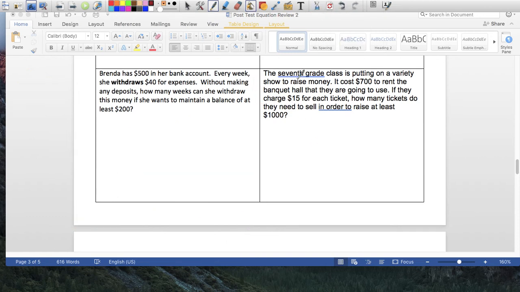Okay, 7th grade class. It's putting on a variety show to raise some money. It costs $700 to rent a banquet hall. They charge $15 per ticket. How many tickets do they need to sell in order to raise at least $1,000? Wow. Okay, so whatever they do has to be greater or equal to 1,000, or they lose money. So their expenses are going to be, well, they have to pay $700, right?